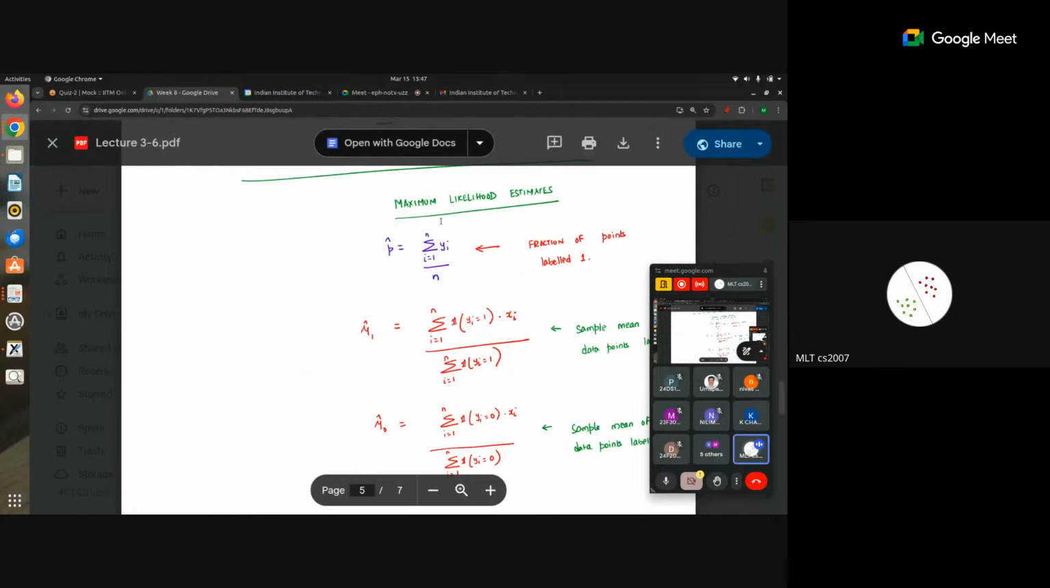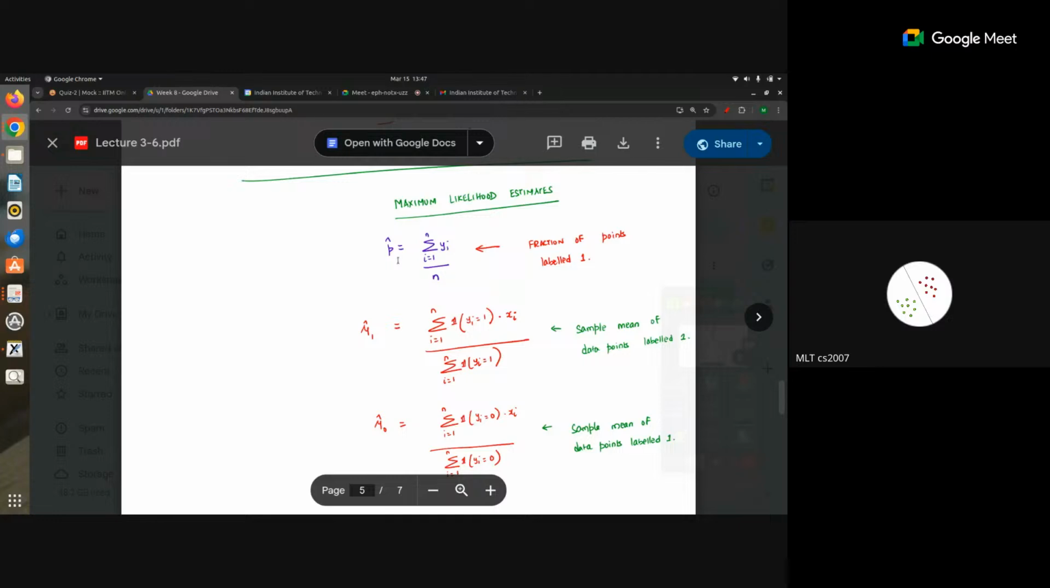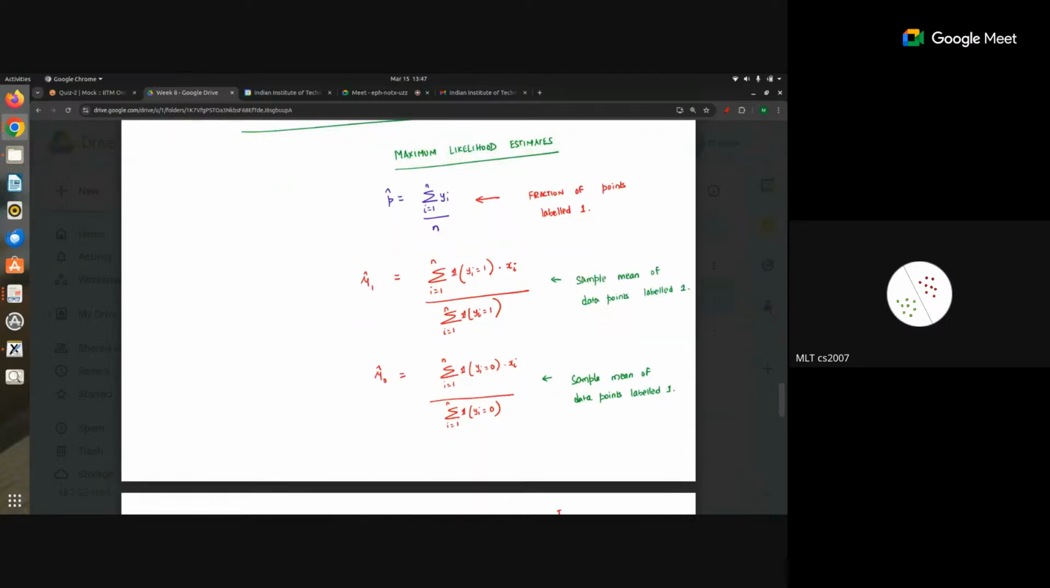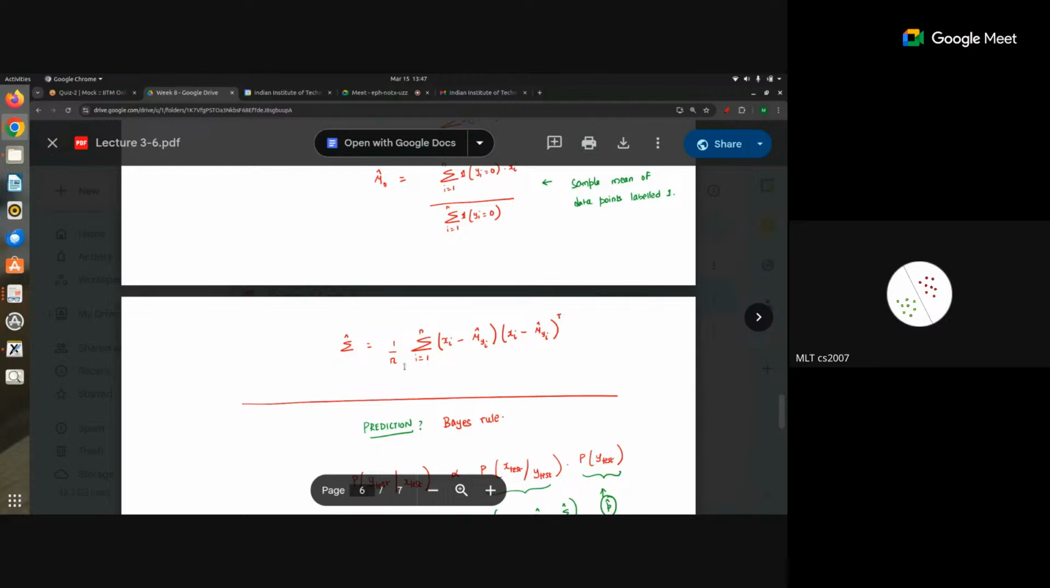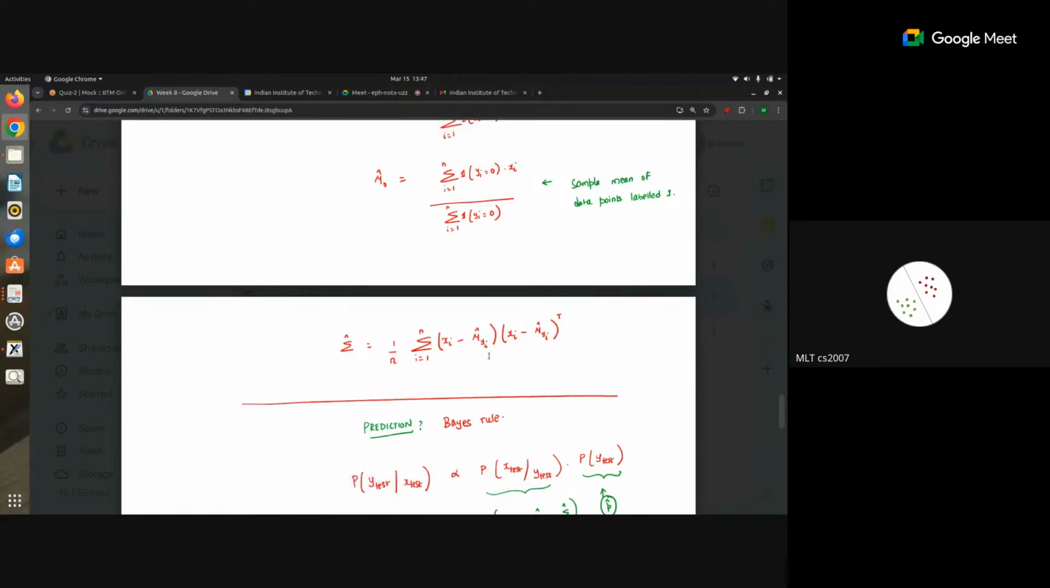Okay, you just think about the estimators here. P hat is for the class, mu1 hat is the sample mean of data points which are labeled 1, mu0 hat is the sample mean of data points labeled 0, and sigma will be that covariance matrix. But again, what will be the diagonal entries? Only diagonal entries we'll have to calculate, right? This covariance matrix will be a diagonal matrix. So accordingly, you'll have to find out how many diagonal entries there will be.